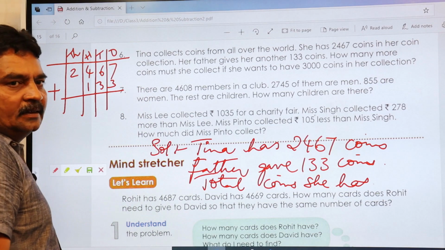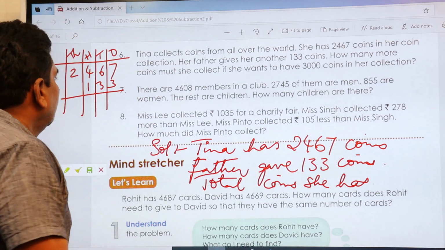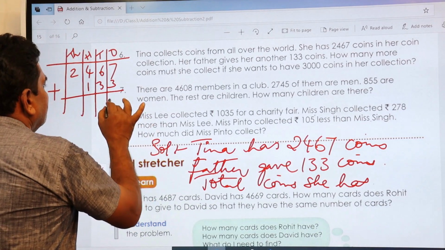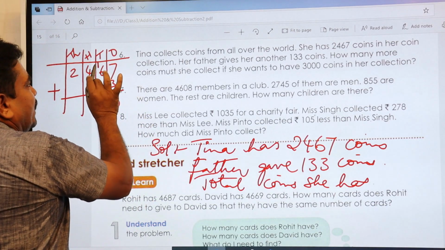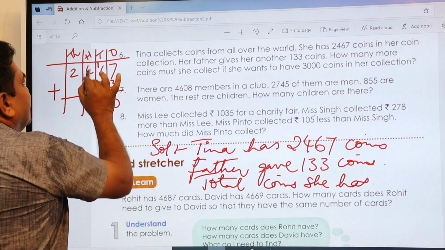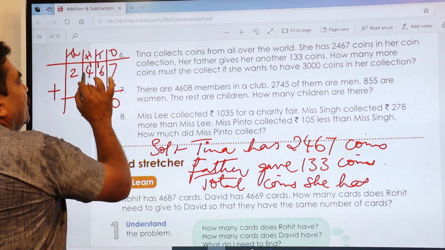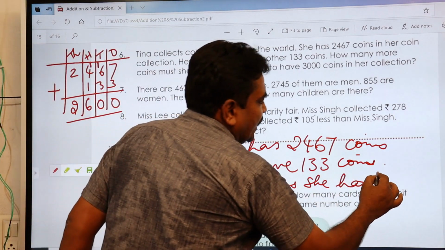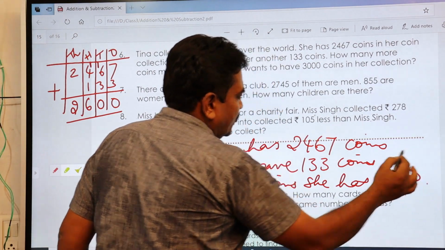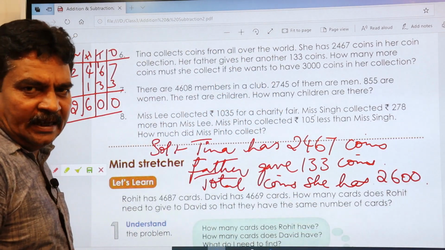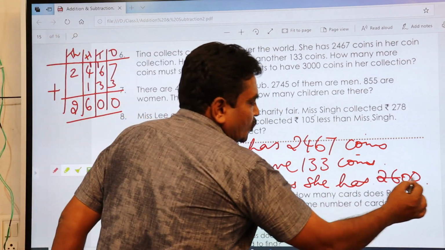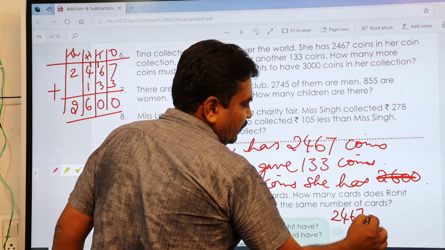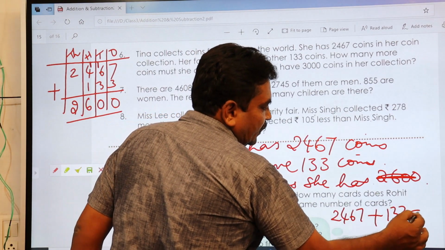133, you add this. 7 plus 3, 7, 8, 9, 10, 0, carry 1. 6 plus 1, 7, 7 plus 3, again 10, carry 1 here. 4 plus 1, 5, 5 plus 1 is 6, this is 2 as it is. So total coins she has how many? 2600. You have to write like this, total coins she has is 2467 plus 133.